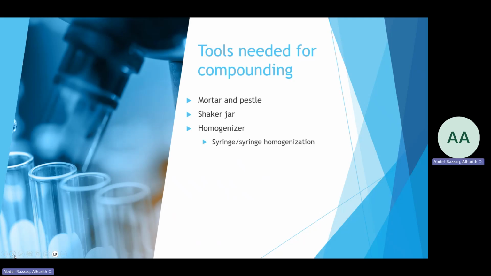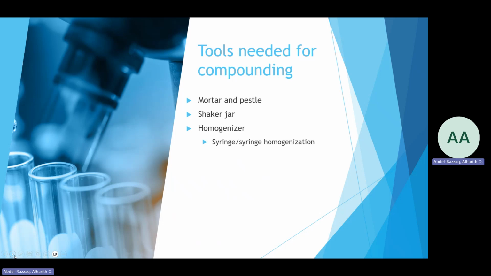Going to talk about some tools needed for compounding. So first thing that we're going to need is a mortar and pestle. We will need a shaker jar, and then we'll need some kind of homogenizer. I've seen some facilities that actually have an electrical slash mechanical homogenizer, a machine that they'll pay for. But what you can also use is syringe and syringe. You can connect two syringes and use that to homogenize the solution.